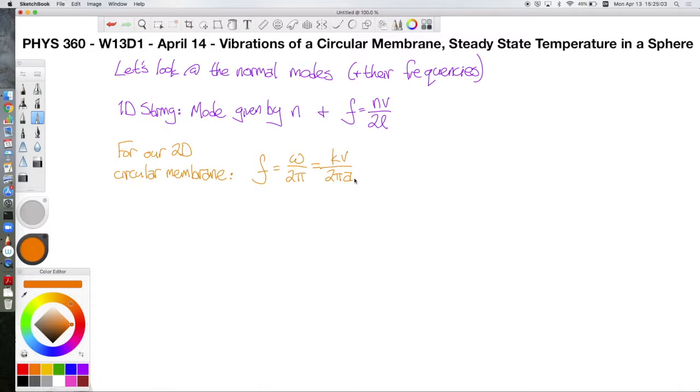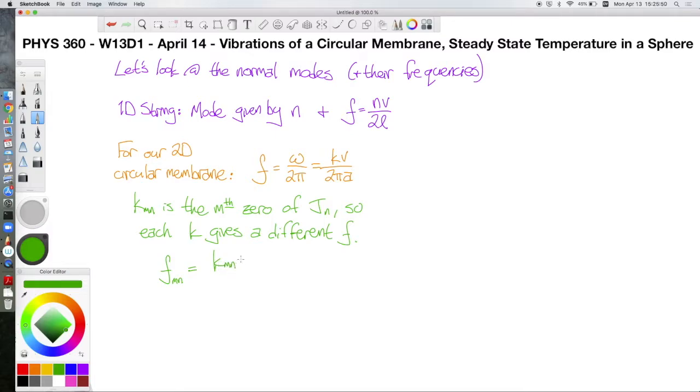And we have very many values of k, because k sub mn is the mth zero of j sub n. That means each k value will lead you to a different fundamental frequency. So we can write this as the fundamental frequency given by m and n, the mth zero of j sub n, is equal to k mn times v divided by 2 pi a. So we've found the fundamental frequencies associated with the vibrations of this circular membrane.